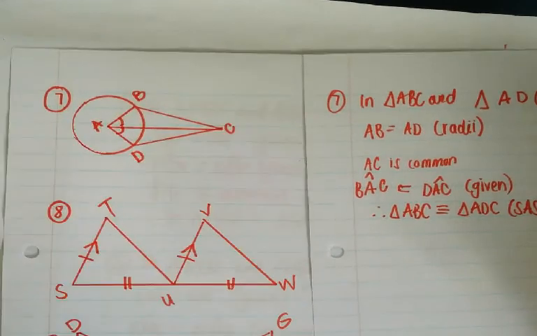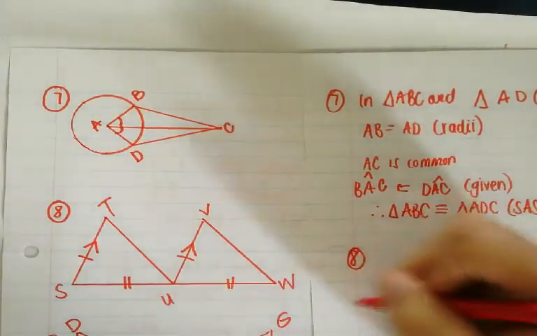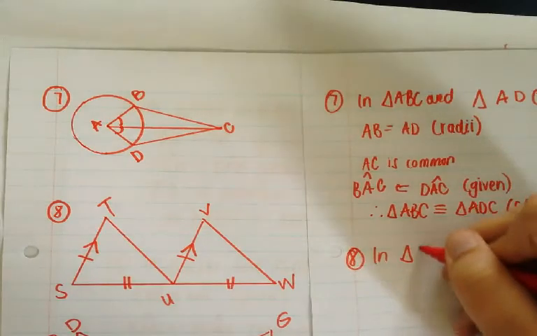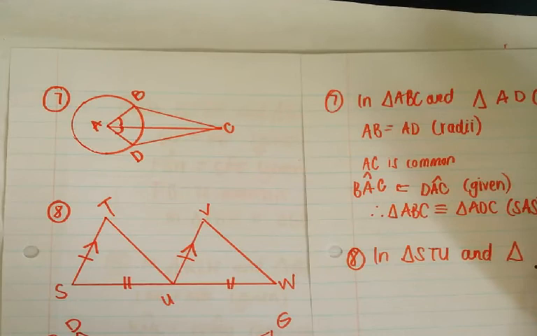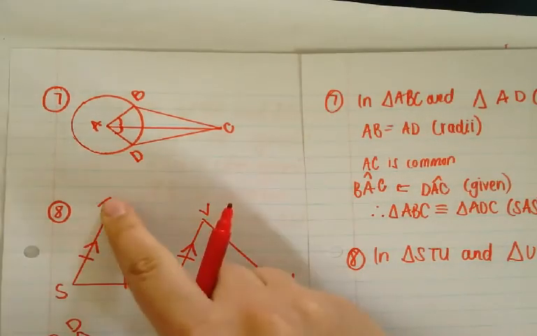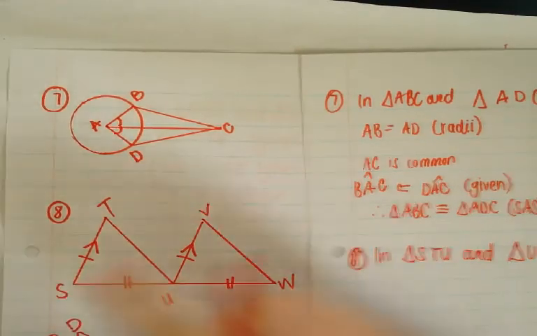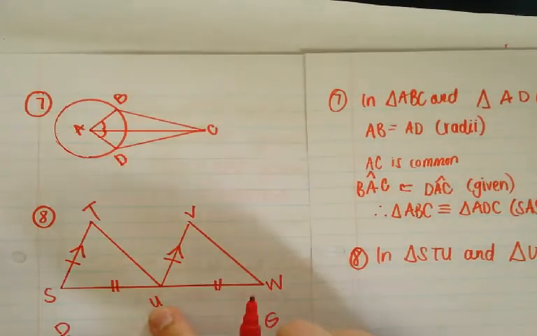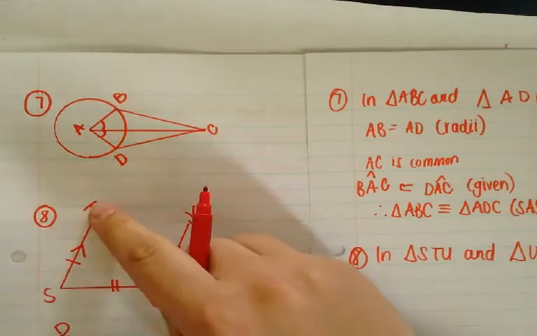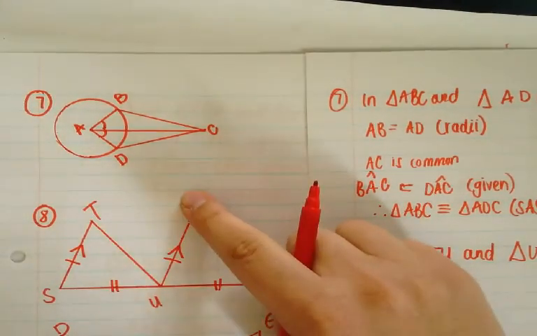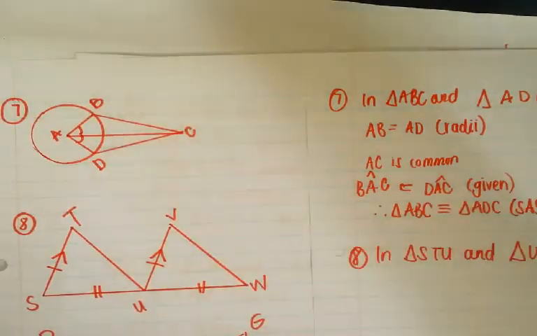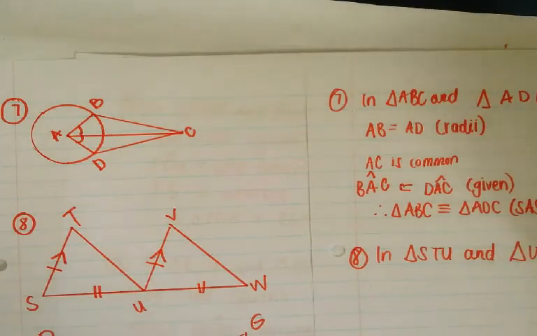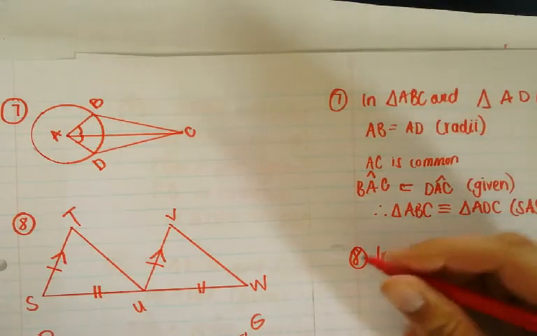Number 8. In triangle, let's go with STU and triangle UVW. S is at the end of the short 1 line and 2 line, 1 line and 2 lines, so U is matching. T is the end of the 1 line with U the end of the 1 line matching V. U at the end of the 2 line and W end of the 2 line, so that matches there as well. What can we see quite easily?